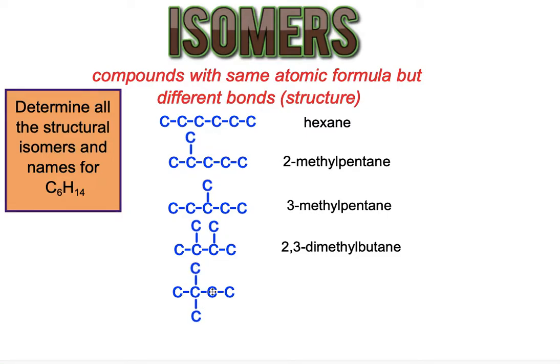It's 1, 2, 3, 4, or 1, 2, 3, 4, and both those branches are on the 2nd carbon. So that's a 2,2-dimethylbutane. Can I make a 3,3-dimethylbutane? If you're imagining that they're here and here, then you again are forgetting the fact that I could start from this side and I could go 1, 2, 3, 4. So this is all I can do.